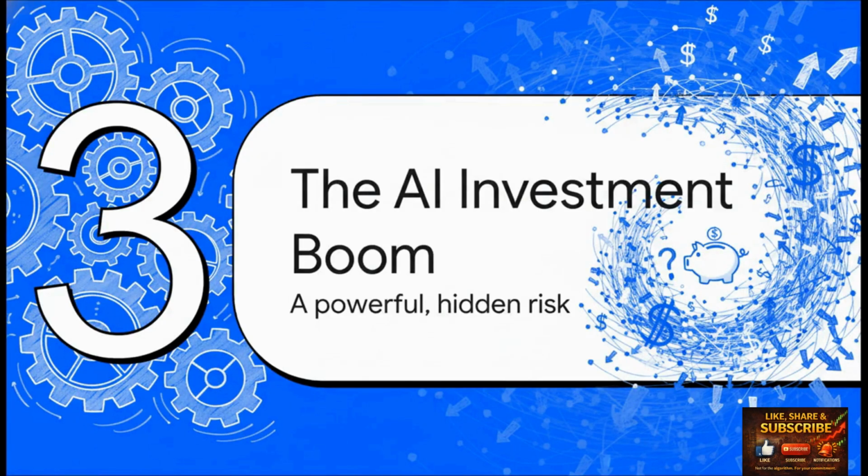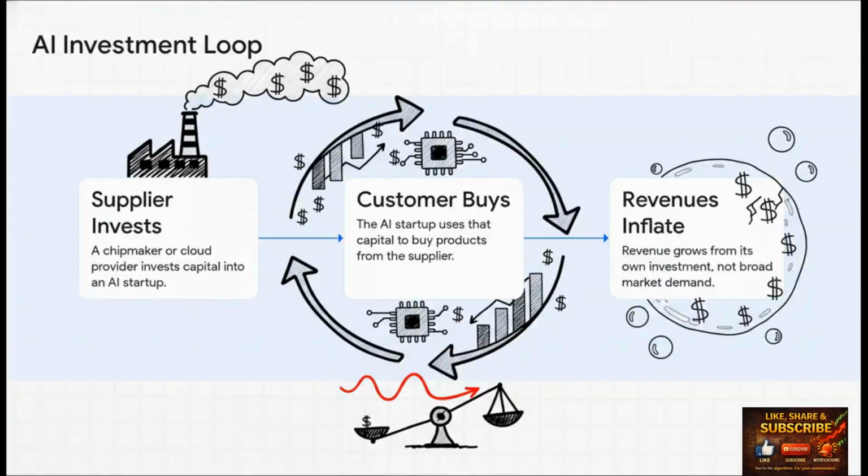Now, while all these traditional parts of the economy are wobbling, there is one area that is absolutely on fire. It's acting as this powerful engine for growth, but it comes with a potential hidden risk. And you know what I'm talking about, artificial intelligence. Okay, so this slide shows a fascinating risk in the AI boom that some are calling circular financing. Let me break it down.